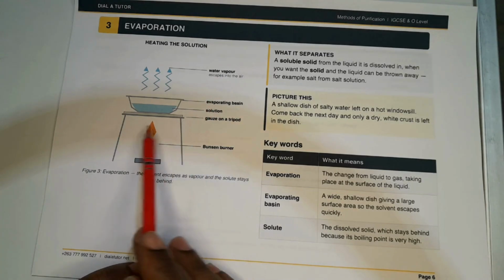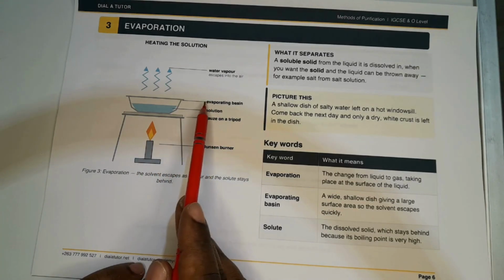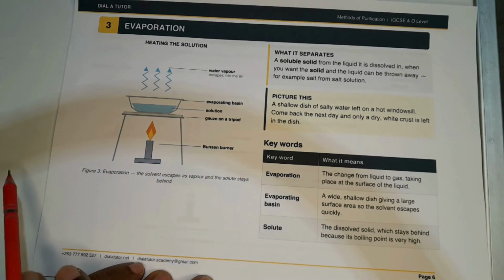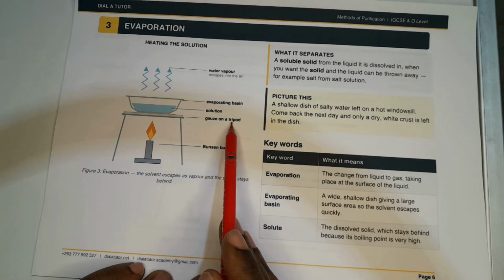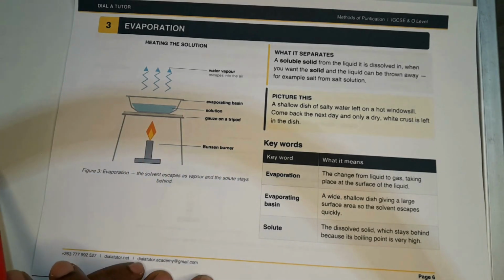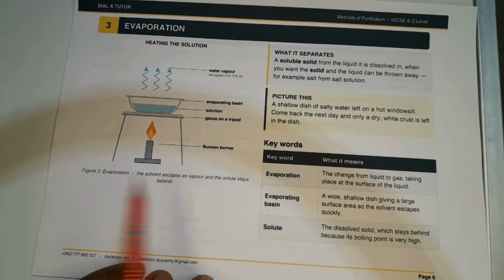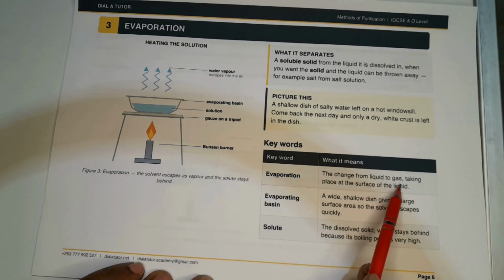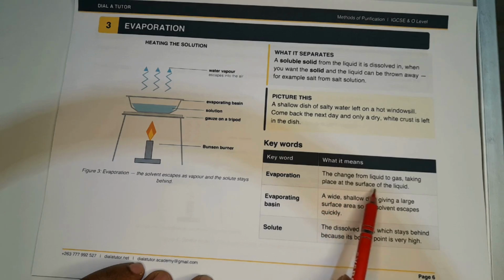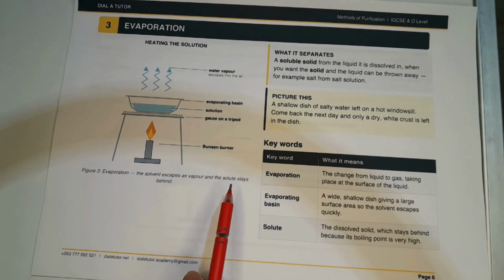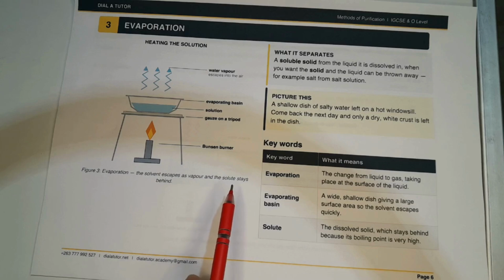Now, what you have here is your salt solution. You need your evaporating basin, and then a gauze on a tripod to hold the evaporating basin, and of course your Bunsen burner. Evaporation, by the way, is the change of liquid to gas taking place at the surface of the liquid. So take note of that. There is a difference between evaporation and a boiling point. Evaporation only occurs at the surface of the liquid. Soon enough, we'll get to talk about that in the physics component when we talk about thermal physics.